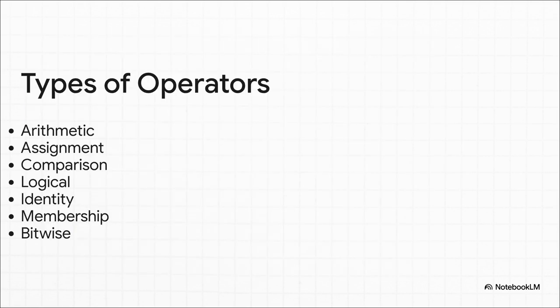Now, Python breaks its tools down into 7 distinct categories. We've got arithmetic, assignment, comparison, logical, identity, membership, and Bitwise. Don't panic, you don't need to memorize this whole list right now. We're just going to pull them out of the box one by one.